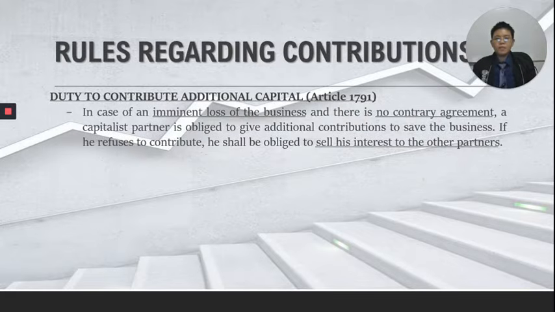So anyway, in case of imminent loss, malapit nang malugi ang isang business, and there is no agreement by the partners that they will not give additional contribution. Kung walang ganong agreement, capitalist partner is obliged to give additional contributions if it will save the business.